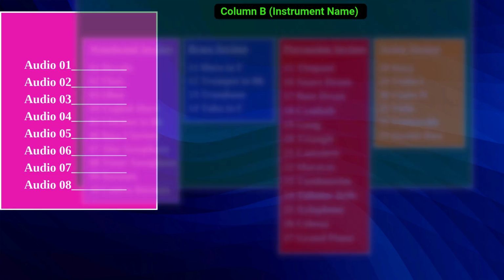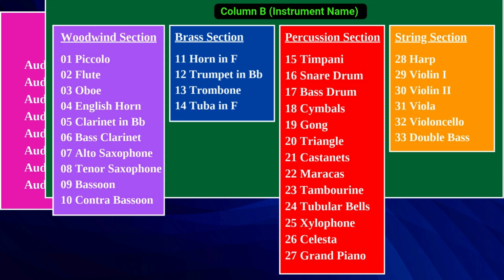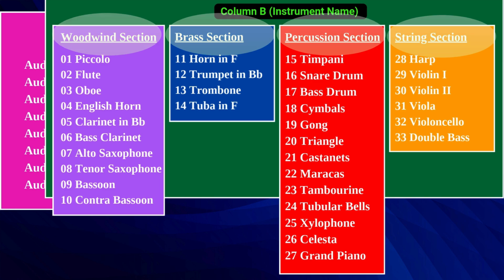You will also notice that the instrument names in column B are conveniently divided into groups corresponding to the sections of the orchestra. This should help you identify the instruments more easily as you match them with the audio file.